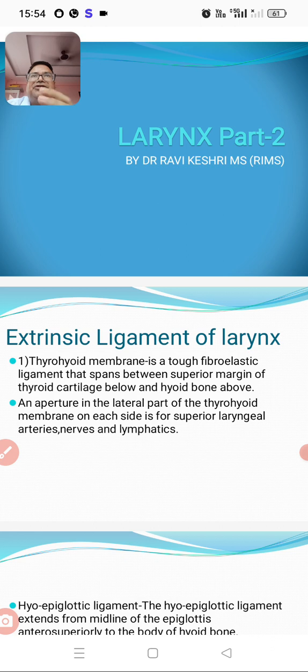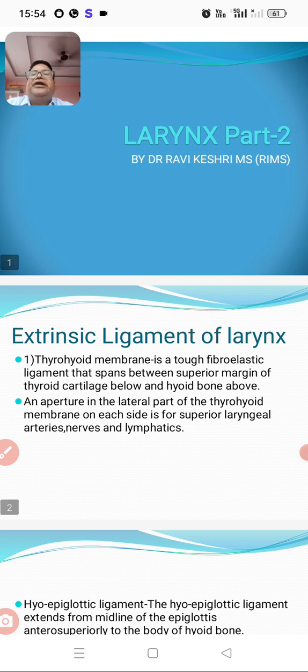I will also discuss the saccule of the larynx, the quadrangular membrane of the larynx, the Rima vestibuli and Rima glottidis, the function of the larynx, the nerve supply, the blood supply, and some clinical aspects associated with the larynx, like tracheostomy. In an emergency condition, we do endotracheal intubation and also tracheostomy if there is an obstruction in the larynx. Emergency tracheostomy is an opening in the trachea.